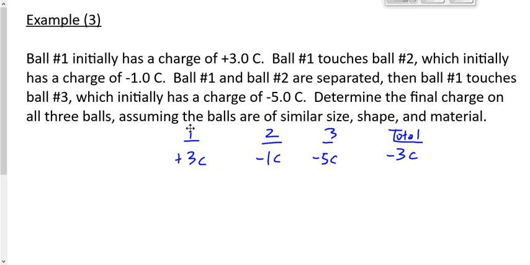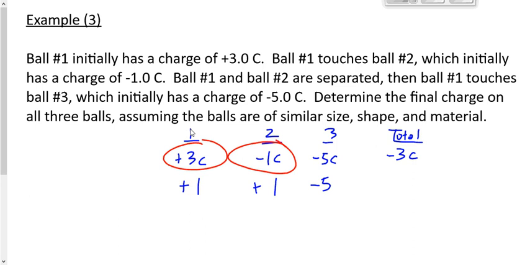Now, the question says ball 1 touches ball 2. 1 and 2 touch each other. Because it's similar size, similar shape, similar material, they're going to balance out, right? 3 and negative 1 are going to balance out to be what? This is a multiple choice question. You know what one of the options will be? 2. Is that right? No? Ryan, what do they balance out to be? 1 and 1, right? The total charge between the two of them is 2, but they balance out to be 1 and 1.